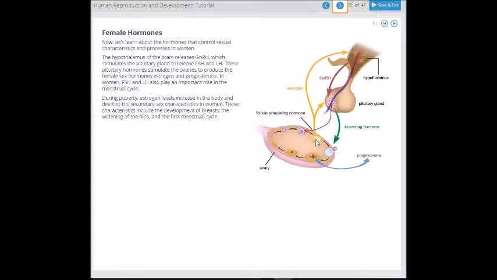This happens on a monthly basis, and the production of estrogen stimulates the hypothalamus to release these and the pituitary gland to release these. So it's kind of again a cycle.